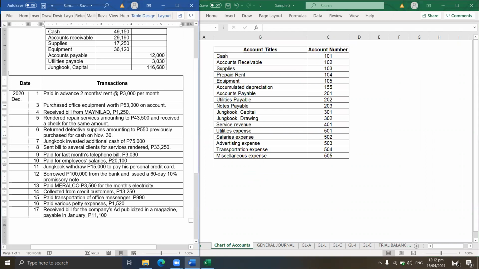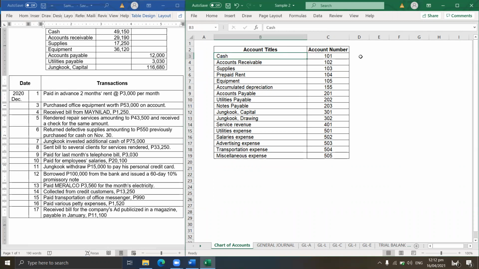So paid in advance 2 months rent at 3,000 per month. Okay, so we have paid, no? 3,000 per month. Eh dahil 2 buwan yon, magkano? Correct, 6,000. So kung nagbayad ka, nabawasan yung cash natin, hindi po ba? So kung nabawasan yung cash, it is represented by a credit. Okay? And then, anong binayaran natin? Rent. So dahil advance payment yon in 2 months, meron po tayong title na prepaid rent. So we will be using that.